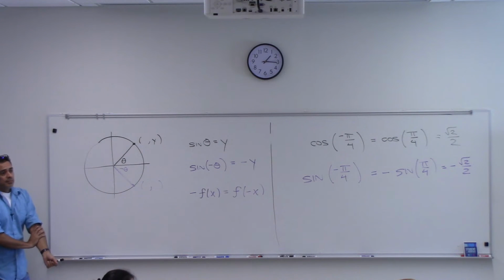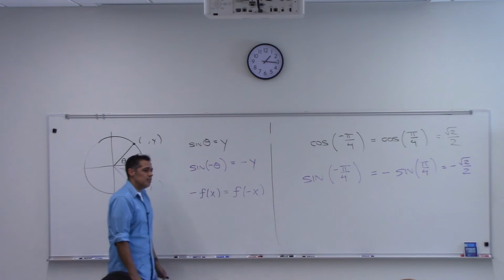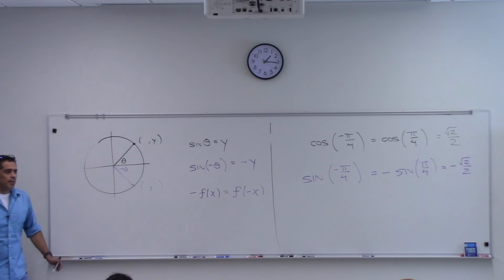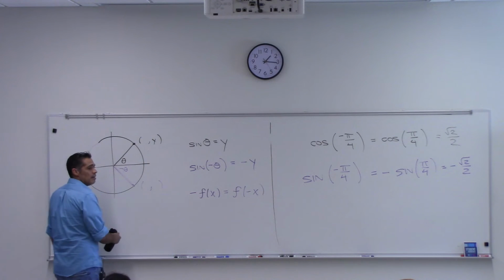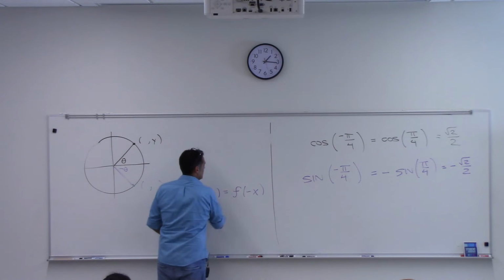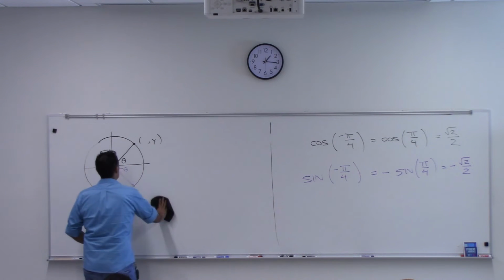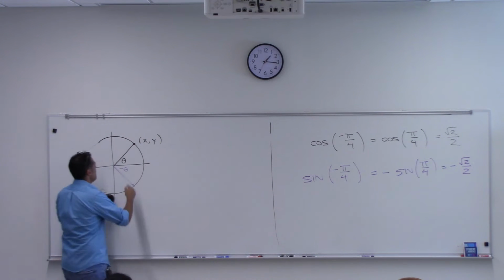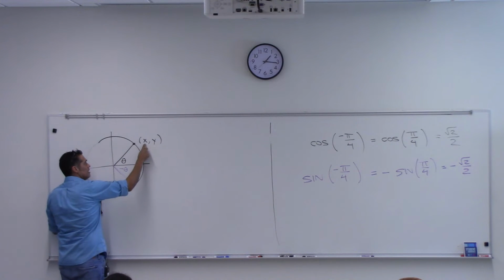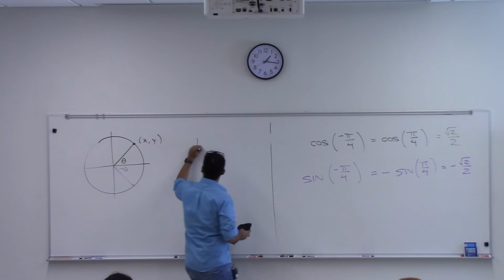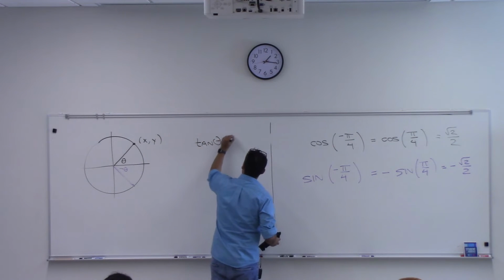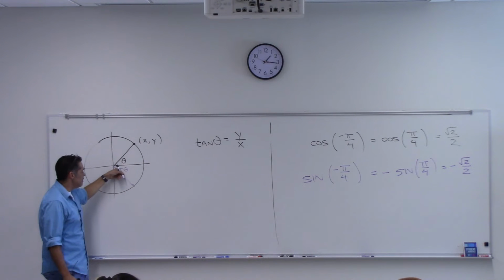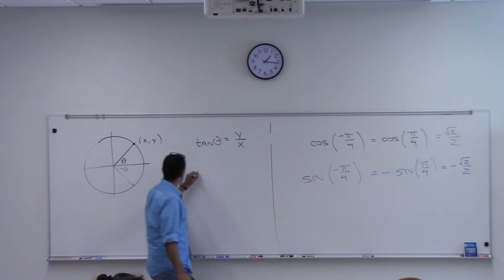Yes? What about tangents? Okay, good question. What do you think? We can figure it out. Let's figure it out. We can do it without even referencing anything. Let's just go back to this right here. If I say theta is here, and I look at the x and y coordinate, what is tangent of theta? It's y over x, right? It's y divided by x. Okay. Now come down here to negative theta. Tangent of negative theta.